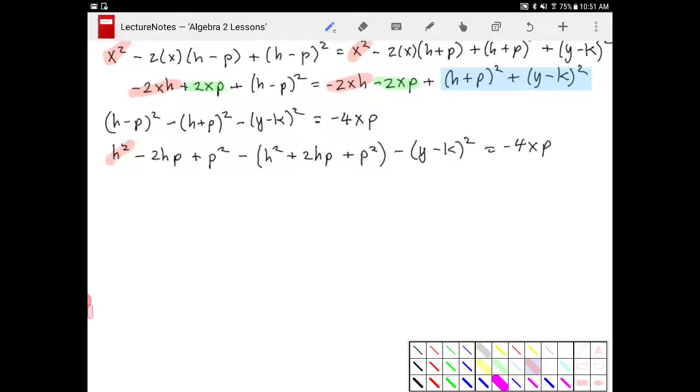And here you're going to notice that the h squareds will cancel. The p squareds will cancel. However, the negative 2hp and the minus 2hp there will combine. So that's what I want to do next: combine them together. I end up with negative 4hp minus (y minus k) quantity squared is equal to negative 4xp. My second to last step is to divide both sides by negative 4p.